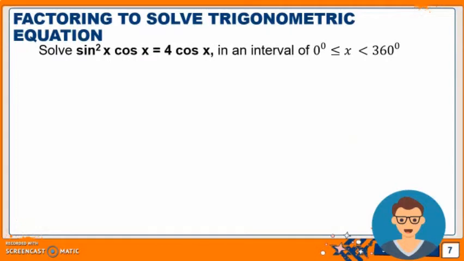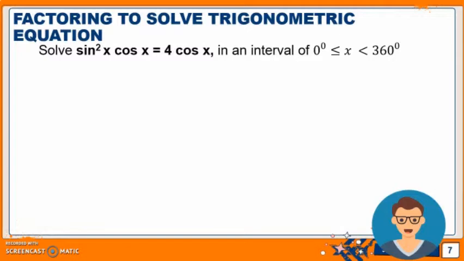For the next example, we have to solve sine squared x times cosine x equals 4 cosine x in an interval of x greater than 0 degrees but less than 360 degrees. In this case, we will now use factoring to solve the trigonometric equation. Remember not to divide both sides of an equation by a variable expression such as cosine x. It will change the value if you do so.